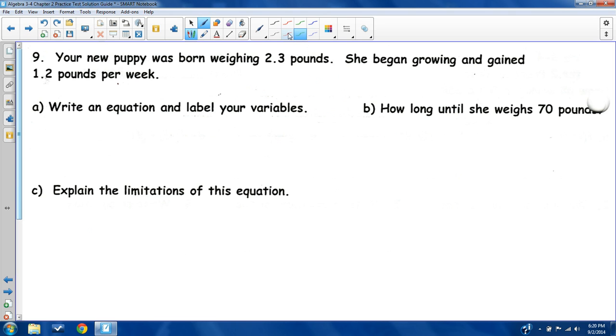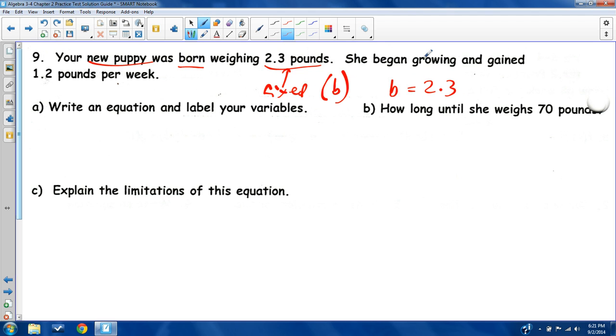Okay, your new puppy was born weighing 2.3 pounds. Born meaning your age was 0 years old. And at 0 years old, you have a fixed amount here. This is fixed at 2.3 pounds, meaning no matter how many pounds your puppy gains, she starts at 2.3 and you just add on from there. Okay, so in this case, if that's fixed, that means this is your B. So you know that B equals 2.3 already.